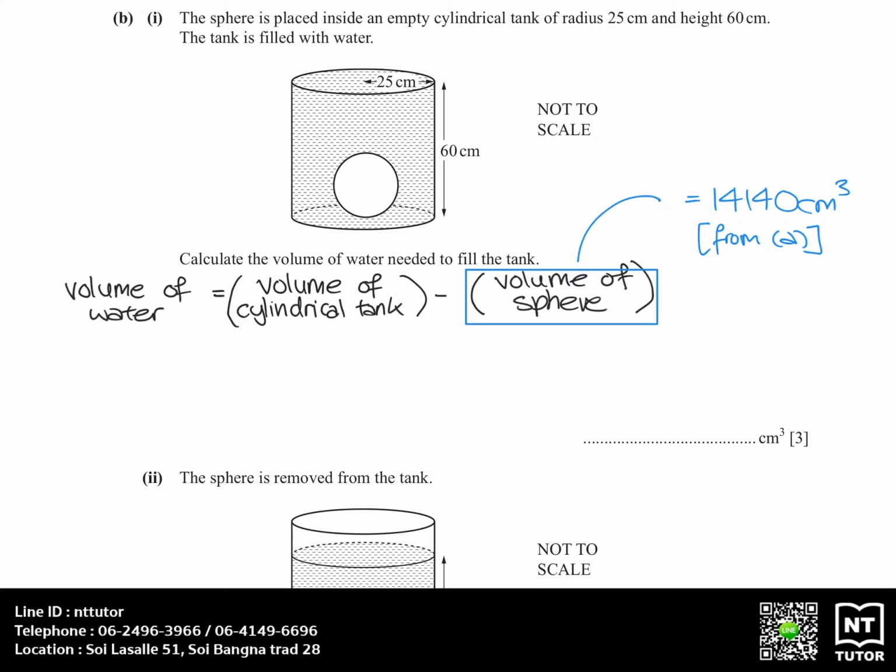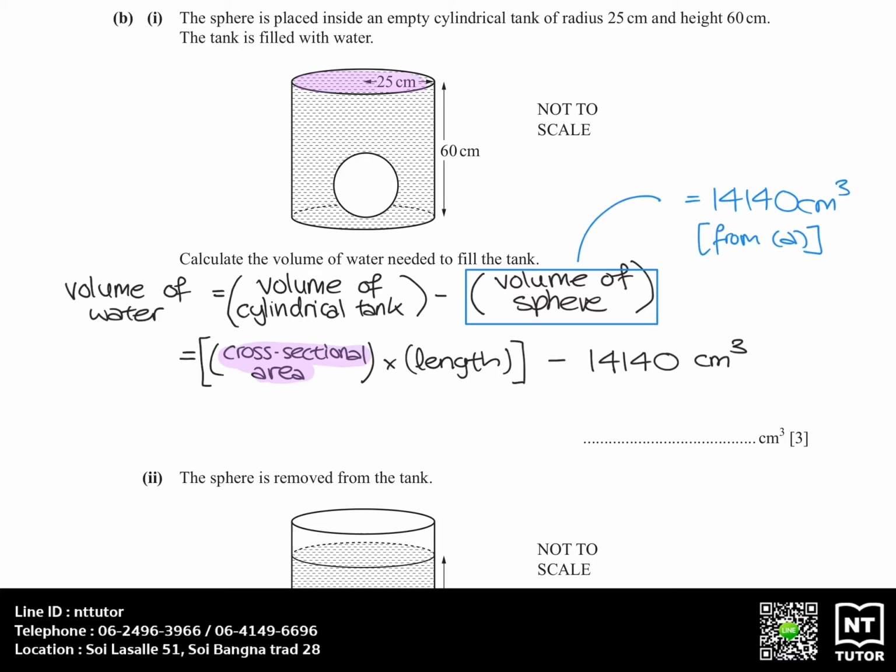A cylinder is a prism, just with a cross-sectional area of a circle. So the volume of a prism is cross-sectional area multiplied by length. In this case, the cross-sectional area is a circle with radius 25. So the cross-sectional area is pi r squared, where r is 25. And then we need to multiply it by the length, which is 60 centimeters. And we get 37,500 pi for the volume of the cylinder, and we need to minus it with the volume of the sphere.